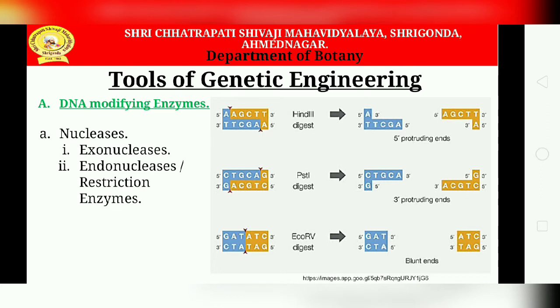Restriction enzymes, or restriction endonucleases, are enzymes that cut DNA at specific recognition nucleotide sequences known as restriction sites. These restriction enzymes, or endonucleases, are commonly classified into three types: type 1, type 2 and type 3, which differ in their structure and functions.